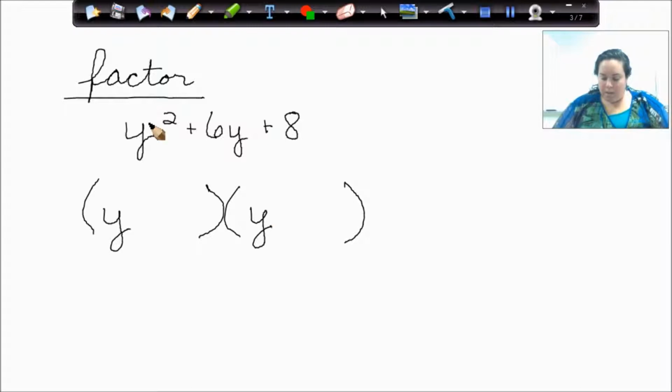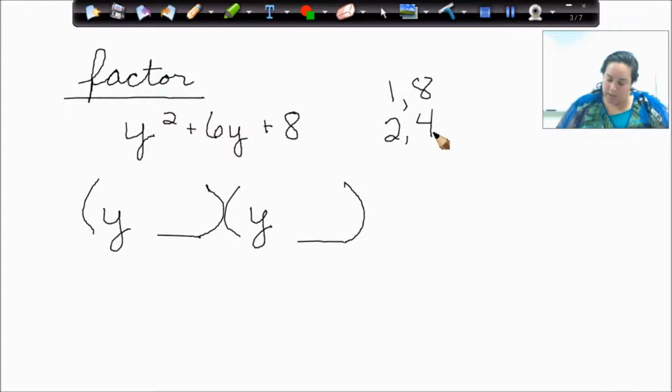Okay, so we know that the first two places have to multiply to give us y squared. So we're going to do y and y. And then over here and here, we want two things that multiply to give us 8. So we can have 1 and 8. Sometimes it's helpful to just write out the options: 2 and 4. And that's about it, 1 and 8, 2 and 4. And we want them, when we multiply the outside and the inside, to add up to 6.